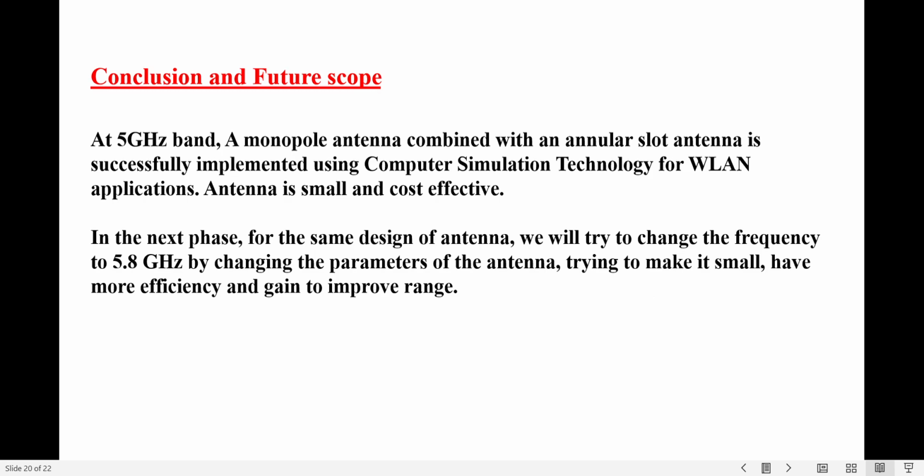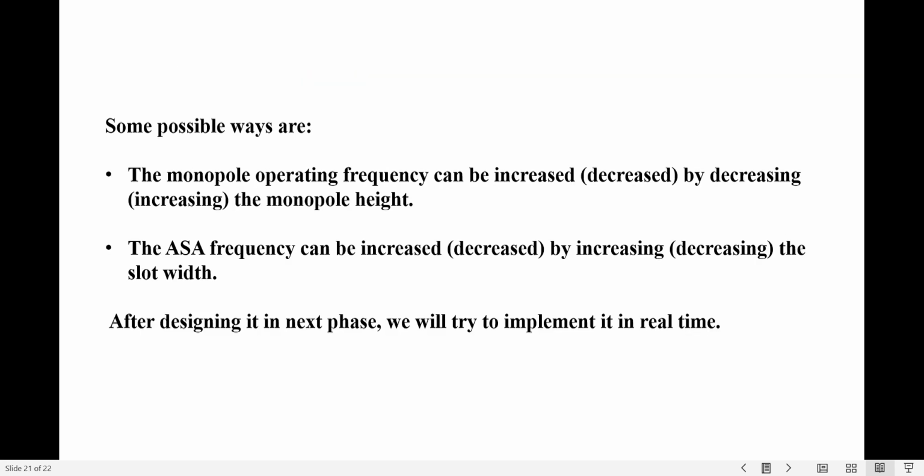That means we'll decrease the length. We are actually planning to decrease the length of the monopole and decrease the length and width of the ASA to get more efficiency and improve the gain range. So some possible ways are: monopole operating frequency can be increased by decreasing the monopole height, as I have said earlier. ASA frequency can be increased by decreasing the slot width, yes, I have said earlier.